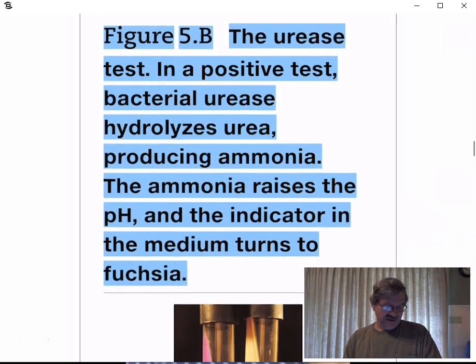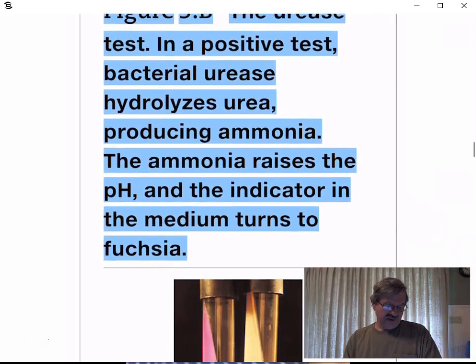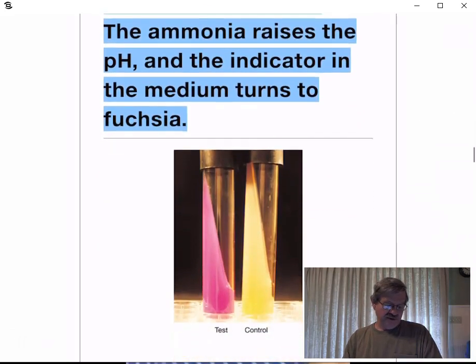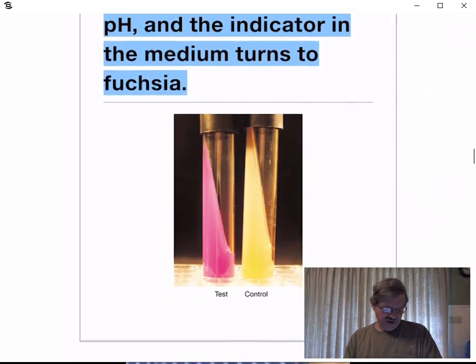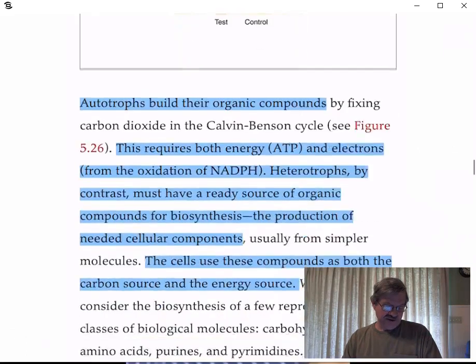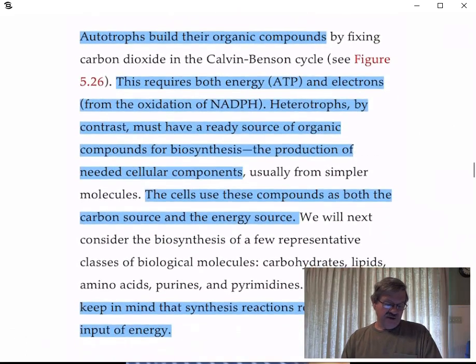The urease test, and basically if it hydrolyzes the urea, it'll produce ammonia. Ammonia is going to raise the pH, and again in this test it's using the pH indicator. So if it turns a purple color, there was an increase in pH. Okay, we had the term autotrophs earlier. Autotrophs can build their own organic molecules. This is still a process that requires ATP.